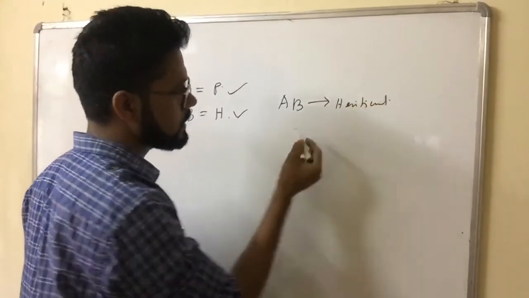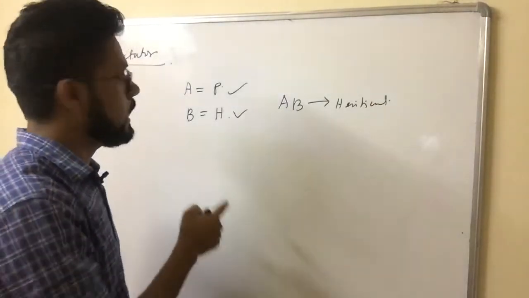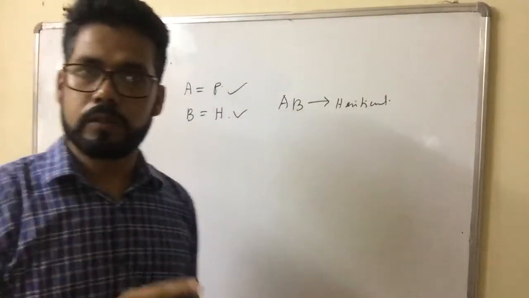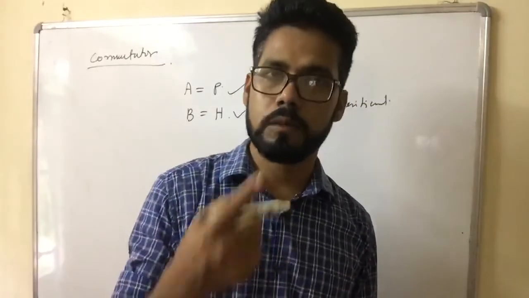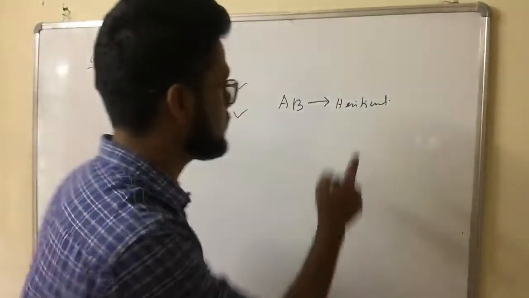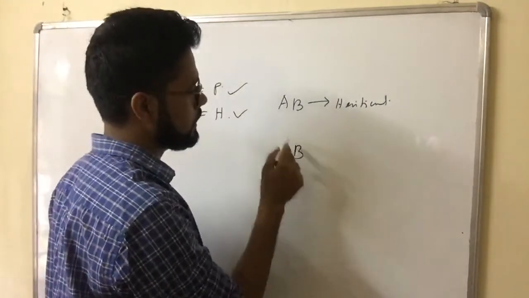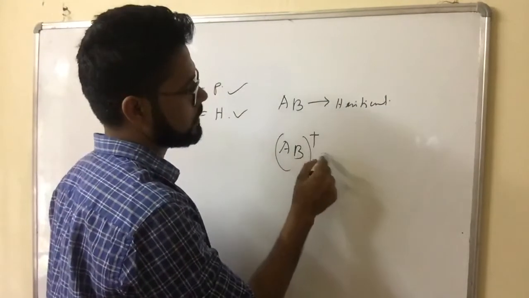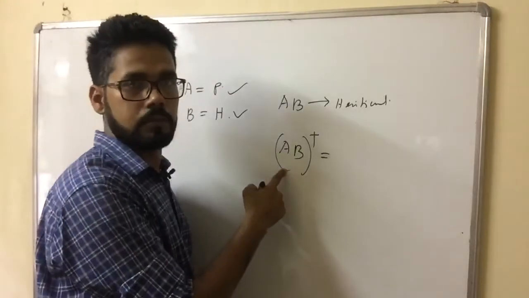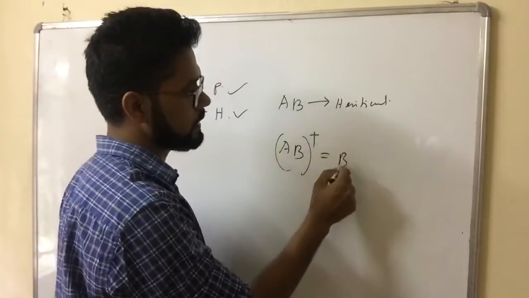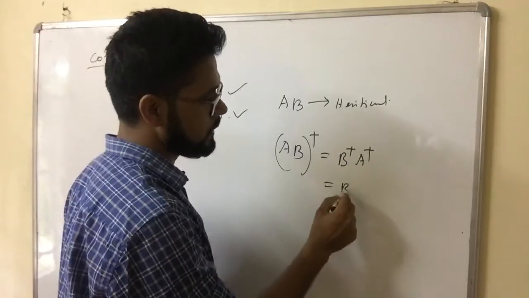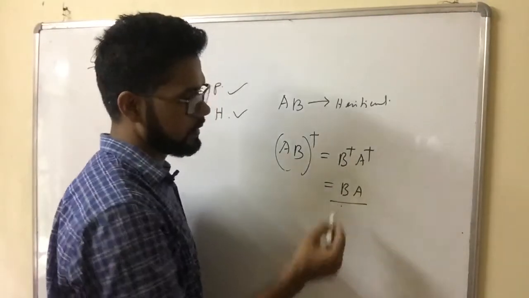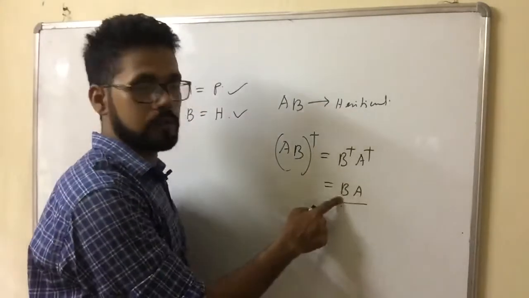Hermitian operator means, what do we mean by that? I am telling you again, if operator A is Hermitian and operator B is also Hermitian, then the product of those operators is also Hermitian. That means (AB) dagger, when it is a dagger of a product, it is always represented in reverse order. Always remember: dagger equals B dagger A dagger. B is Hermitian, that is why B dagger equals B.